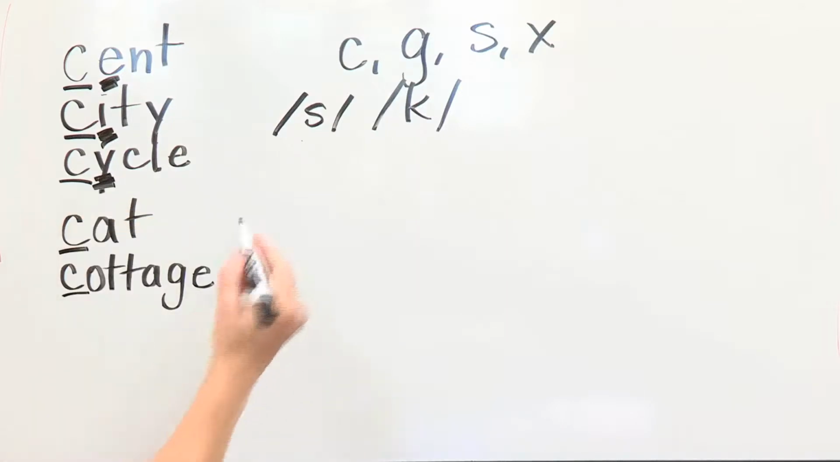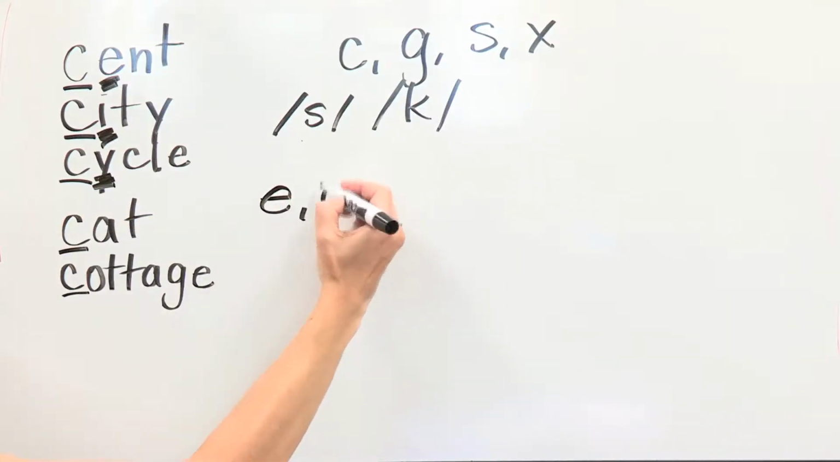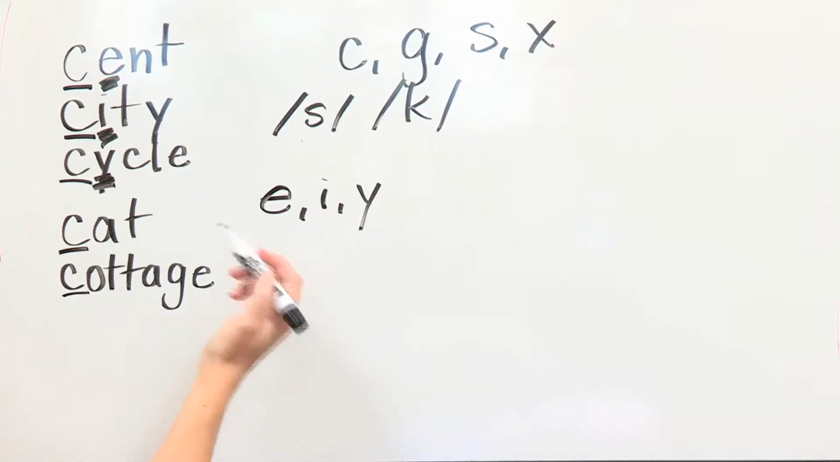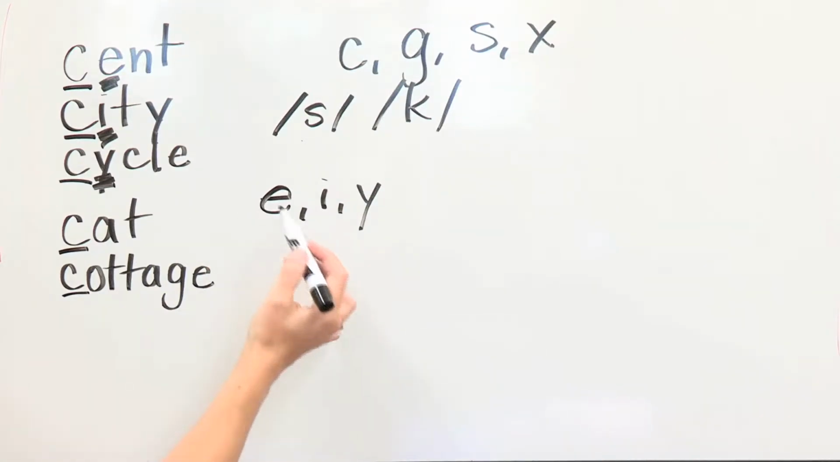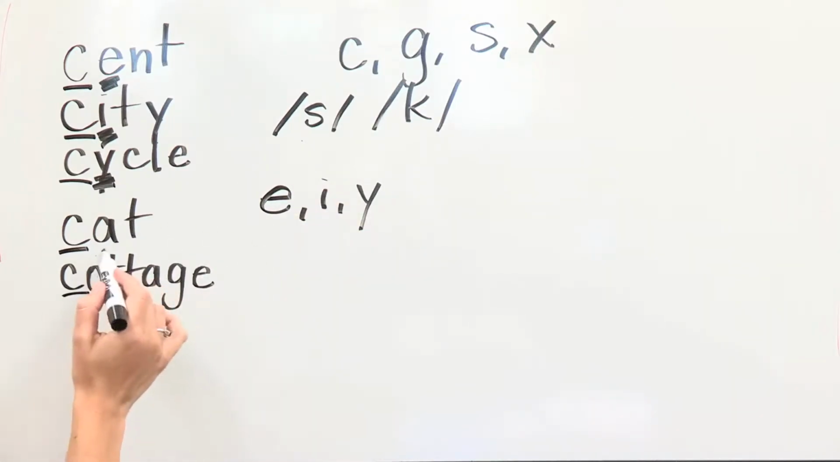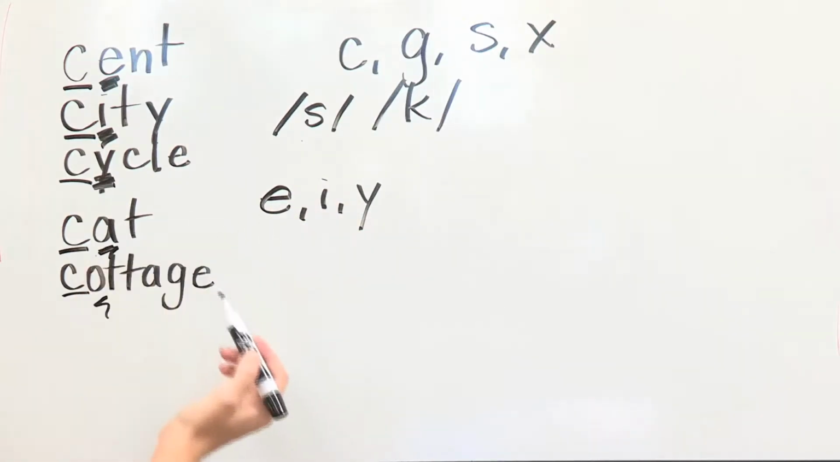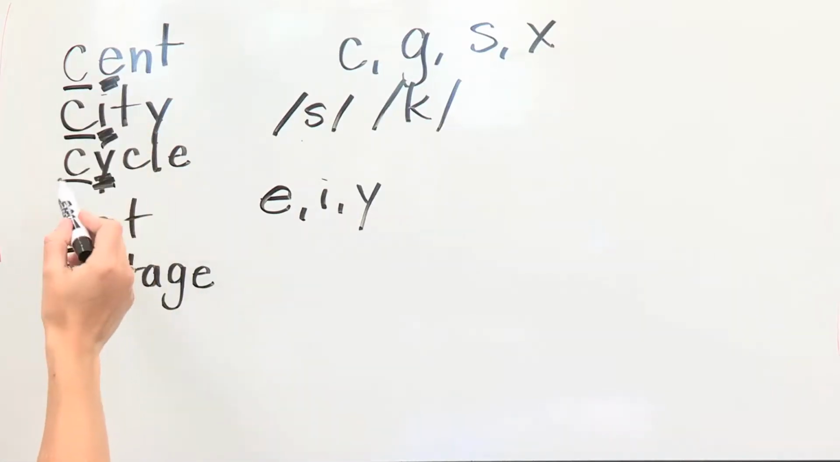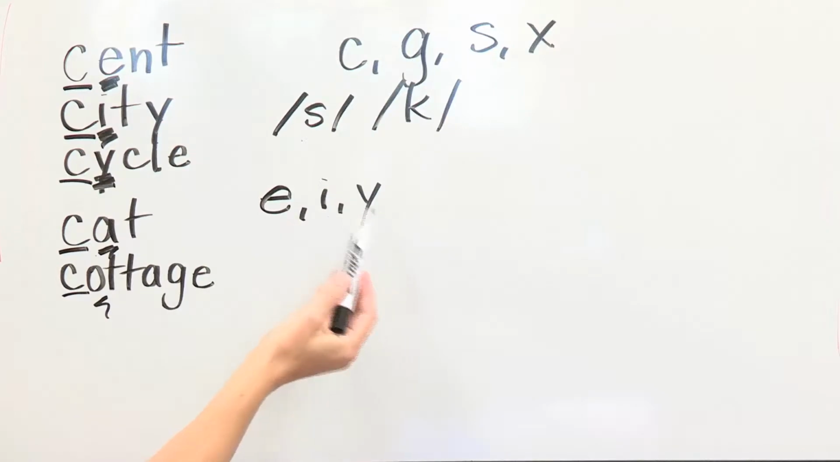Now, the rule is, looking at our soft C words, if you look at the vowel immediately after, is E, I, and Y. And that is the rule. Whenever you have the letter C and it's followed immediately by E, I, or Y, it makes the soft phoneme. Any other letter after that C is the hard phoneme. Right? So, scent, city, cycle, they're followed by E, I, and Y. So therefore, it's going to be the soft C sound.